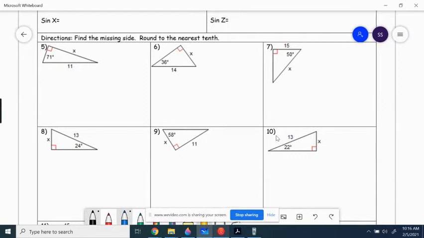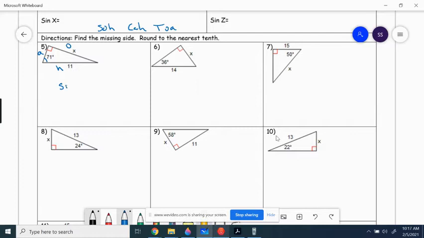Okay, so we are looking at this angle here, the 71-degree angle. So we always want to label our sides first. Okay, so we have the hypotenuse and the opposite. The side length would be adjacent, but we don't really need that for this problem. So what we know is 11 is the hypotenuse, and what we need to know is the opposite. So we're going to be using O and H. Which trig ratio uses O and H? That's going to be sine, right?